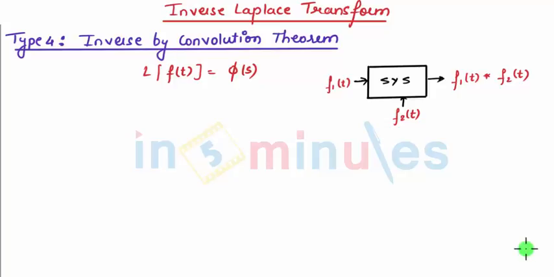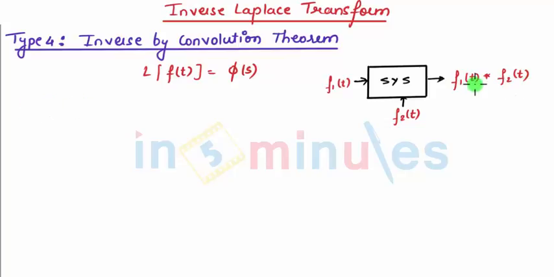Let's start with type 4, inverse by convolution theorem. That means there is something known as convolution. Now, what exactly does convolution mean? Suppose I consider a system. When two inputs are working together to give an output, that process is said to be convolution.